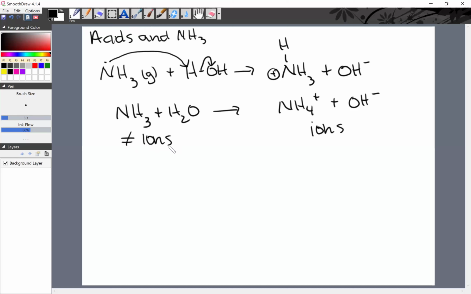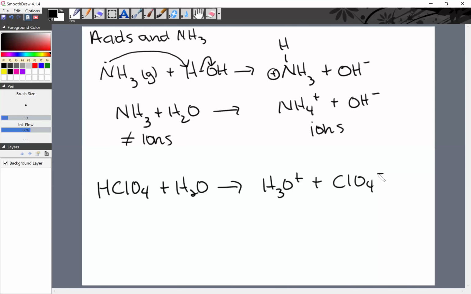Now let's do another acid. Let's do HClO4. The same thing is going to happen. We are going to make H3O+ and ClO4-. Again, this is an ionization, but I'm going to show you a shortcut. Never use a shortcut unless you understand why it works. We are going to leave the water out only because we always know it's there.